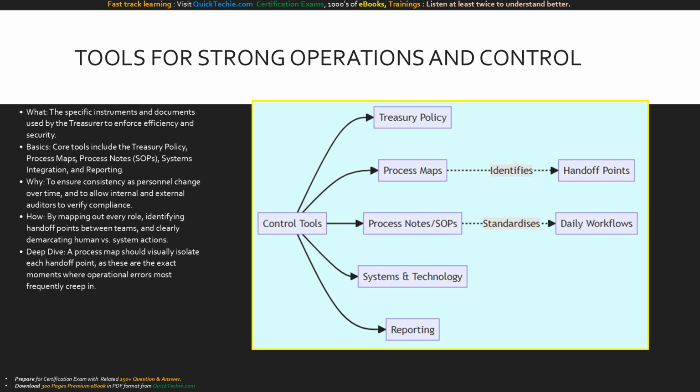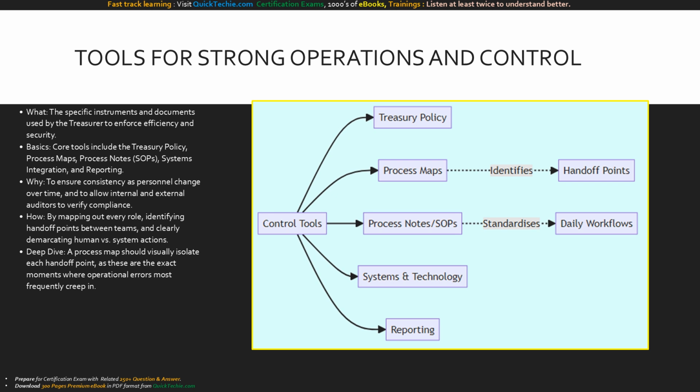The basics require us to document everything. Why? Because turnover happens. We need robust process notes so new employees can immediately perform their roles, and so auditors can transparently understand the end-to-end workflow. How do we execute this? Through rigorous process mapping. We map the process by role, clearly demarcating where a human acts versus where a system acts.